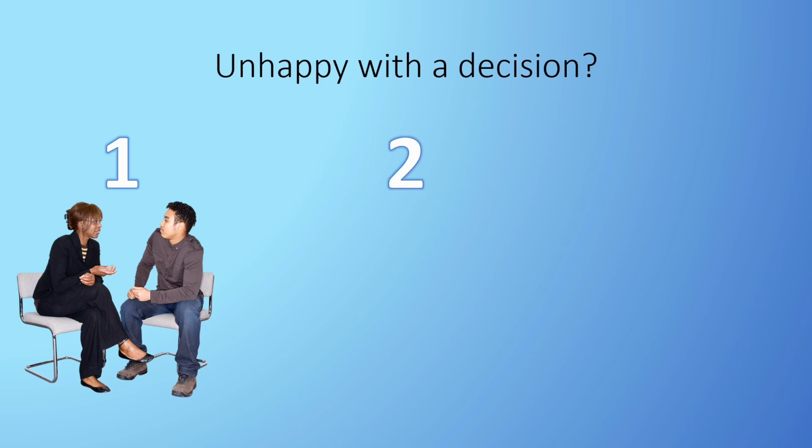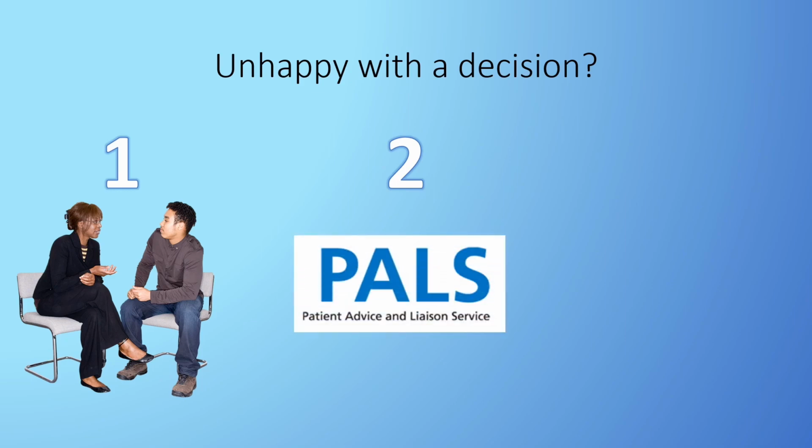For social care, you can complain to the local authority. For healthcare, you can get advice about complaints from the Patient Advice and Liaison Service. If you are worried that a criminal offence may have occurred, you can report this to the police. If you are still unhappy, then the Court of Protection may be an option.